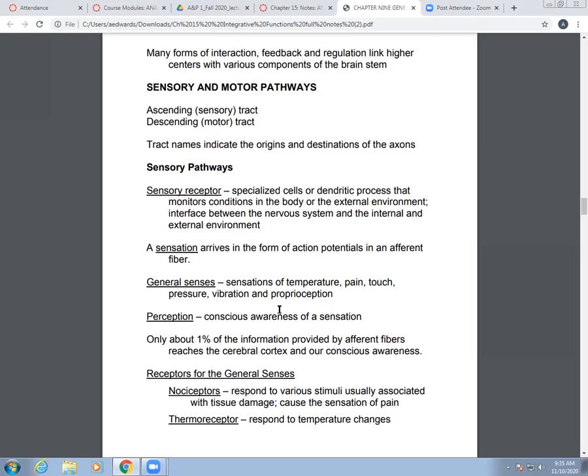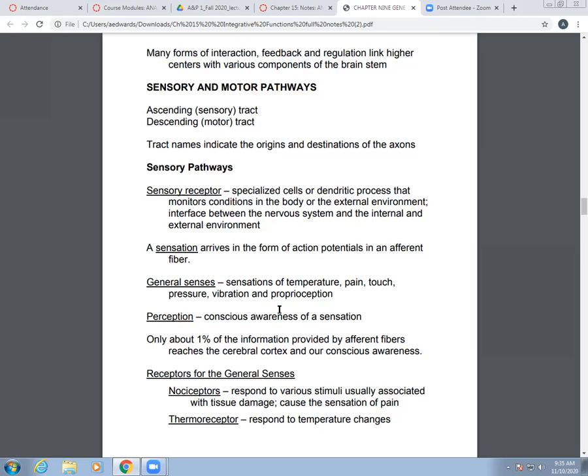You have some specialized cells, could be also dendritic processes or dendrites, or processes on the dendrites that are monitoring your body's conditions, could be monitoring the external environment. And there's going to be an interface between your nervous system and your internal or external environment, right? So a sensation, what's that? Well, a sensation is going to arrive in the form of some action potential. Okay, so it's basically the effect of the stimulation in an afferent fiber. Remember, afferent has to do with ascending or sensory.